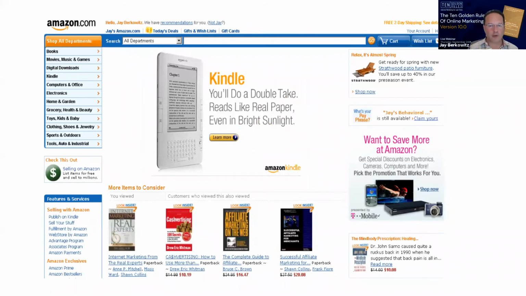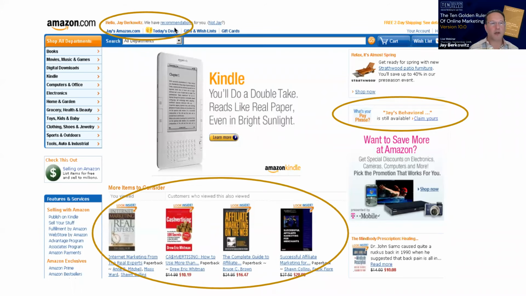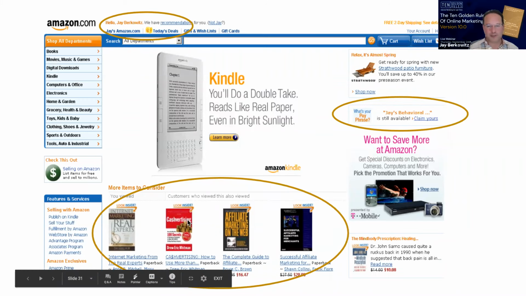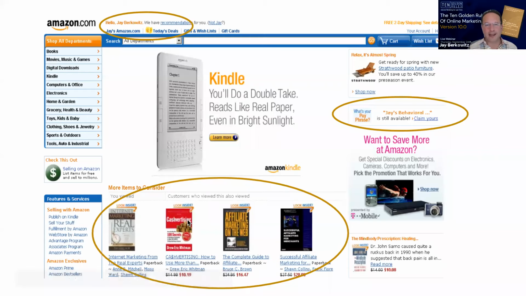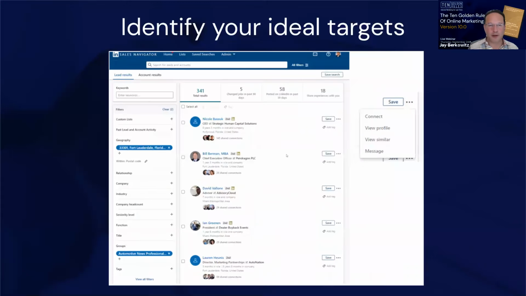Now, we're all familiar with Amazon, and Amazon does an amazing job of this. When we go to Amazon, we get this sort of customized experience. "Hey, Jay Berkowitz, we have recommendations for you." Here's Jay's Amazon. Here are some special deals for me. And they're recommending books all about internet marketing. So obviously this is customized for Jay Berkowitz. They've identified me. "Hi, Jay, welcome back." They've differentiated my experience. They're interacting with me and they're customizing my experience. As a matter of fact, if I do look at one of these books and I don't purchase it, Amazon is going to send me an email with a reminder later in the day. "Hey, Jay, did you forget to purchase this book?"